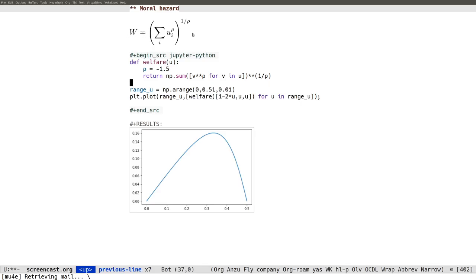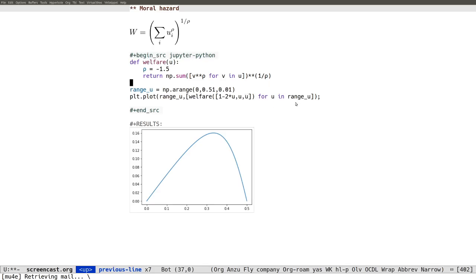So when this is your welfare function with rho smaller than 1, and we're looking at the negative rho, so that's certainly smaller than 1, the optimal thing to do for the government is to set utility in such a way that everybody in this economy has exactly the same utility level.